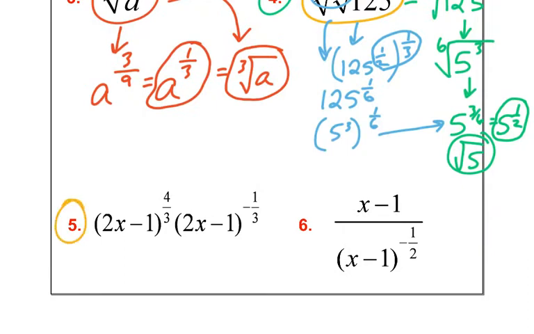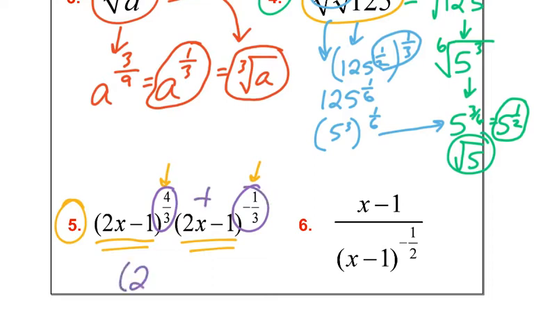All right, last two, and we're almost done. Good job. Number 5. Well, let's see, we're multiplying. We have 2x minus 1 to this power, and 2x minus 1 to this power. Oh, wait, so the bases are the same? Well, sweet. If the bases are the same, what can we do with our exponents? Yep, that's what I think.